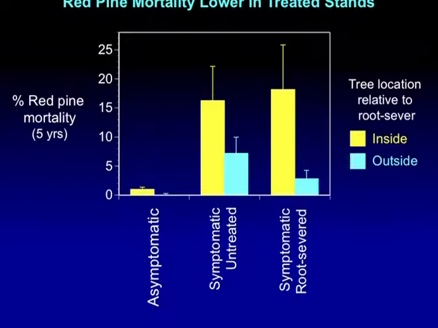And we were quite pleased with the results. If you look at the red pine mortality here, in the asymptomatic stands, there was essentially no mortality, either inside or outside this imaginary root sever area. In the symptomatic stands, the mortality inside either the real root severing or the imaginary root severing was the same. But where we did the root severing, the amount of tree mortality beyond that zone was only about a third.